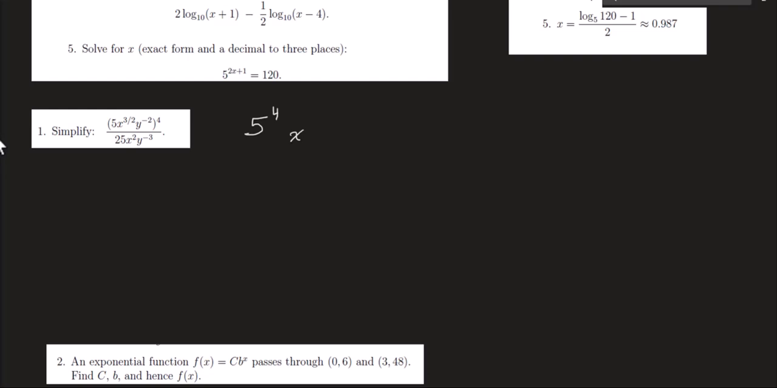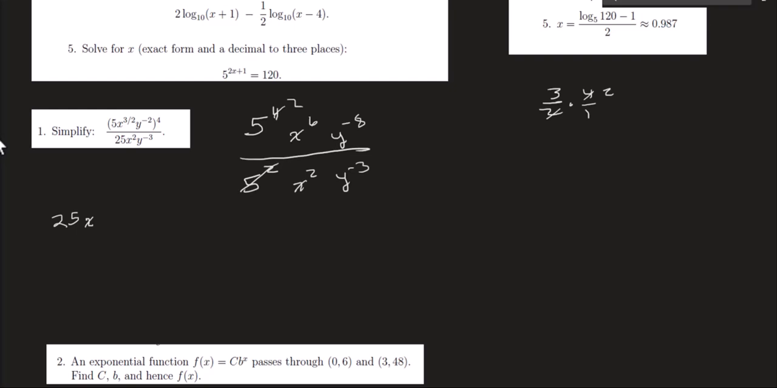So 3 halves times 4 is 3 halves times 4 over 1. That's 6. So 3 halves times 4 is 6. X to the 6. Y to the negative 8. And then I'm going to write 25 as 5 squared. And then I've got x squared and y to the negative 3. So I can cancel 2 of those 5's out. So that gets me 25.